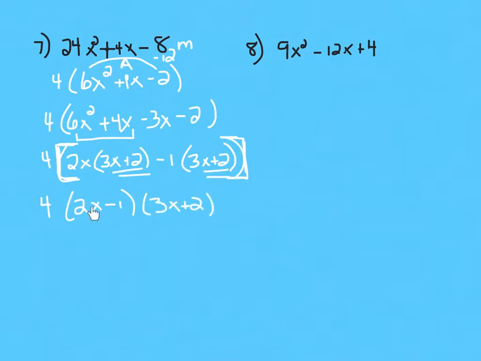Now, you always want to look in the parentheses and say, can I factor further? We have two terms, but neither one of these shows a difference of perfect squares. So this would be my final answer.